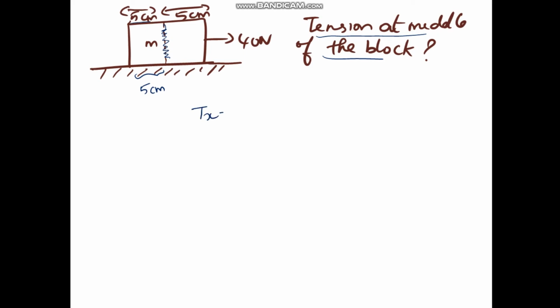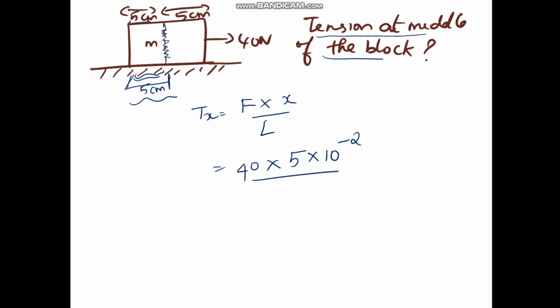Tension at x is equal to force into the other side length divided by whole length L. Force is 40 Newton into the other side length, that is from the middle to this side, the length is 5 cm. I'm converting it into meter, divided by the whole length 10 cm, also converted into meter. This and this get cancelled. 5 into 4 is 20 Newton. So tension at middle of the block is 20 Newton.